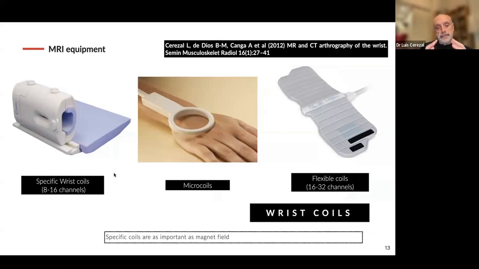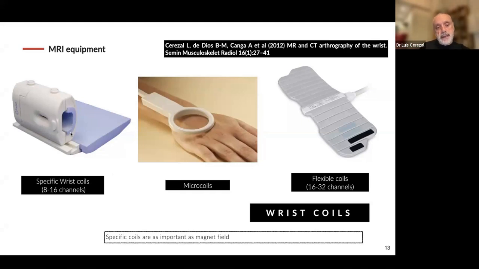As important as the magnetic strength is to have specific wrist coils. We don't have very good studies with a knee coil or other non-specific coils. We need the wrist coil. These are 3 different options to have a perfect study of the wrist and to evaluate the TFC.